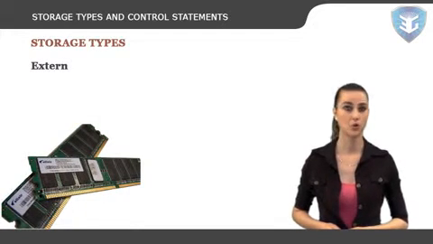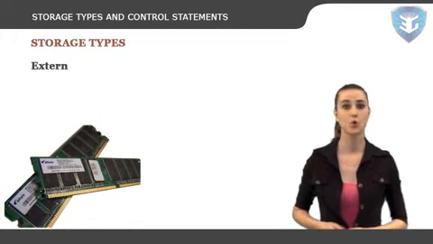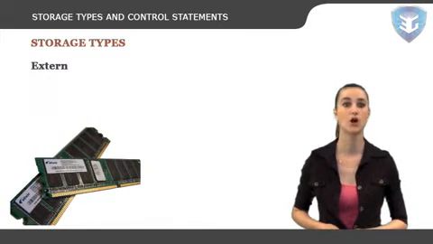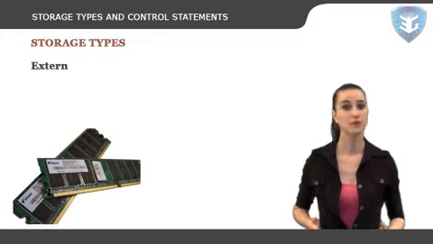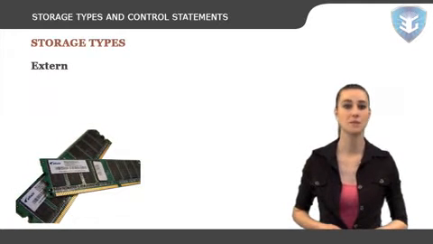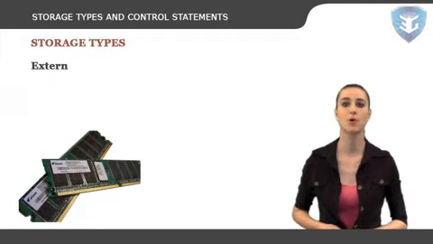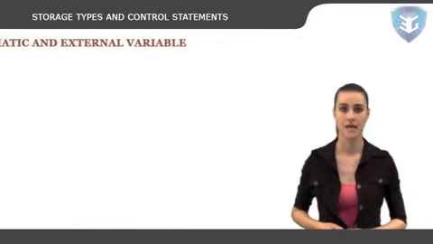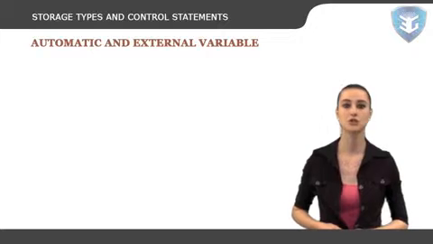The extern storage class. The extern storage class is used to give a reference of a global variable that is visible to all the program files. When one uses extern, the variable cannot be initialized, as all it does is point the variable name at a storage location that has been defined. Let's now talk about automatic and external variables.